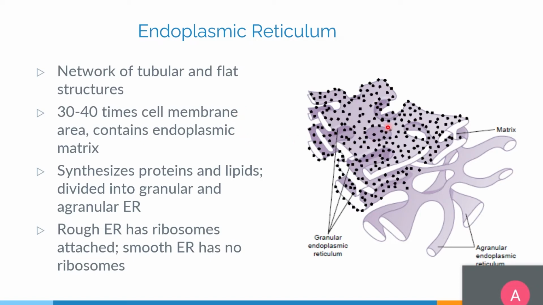The endoplasmic reticulum is divided into two parts, the rough endoplasmic reticulum and the smooth endoplasmic reticulum. The rough part has a rough texture because ribosomes are attached to it. The function of the endoplasmic reticulum is essentially to synthesize proteins and lipids. Depending on which part of the ER is producing the proteins and the lipids, it is divided into granular and agranular ER. So the granular or rough ER is responsible for protein synthesis, and the agranular or smooth ER is responsible for lipid synthesis.